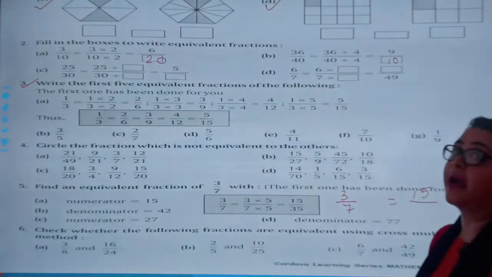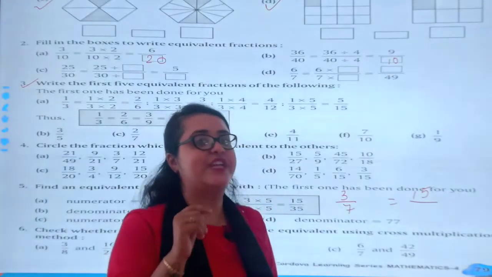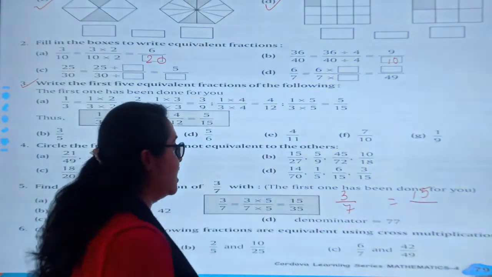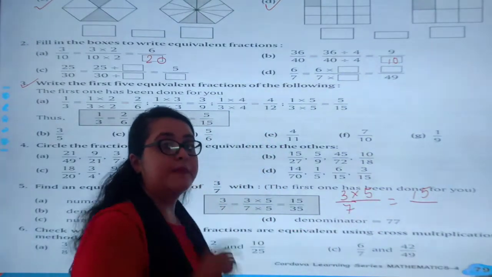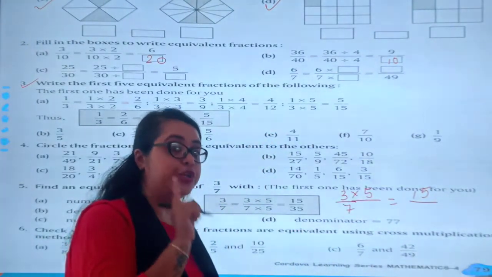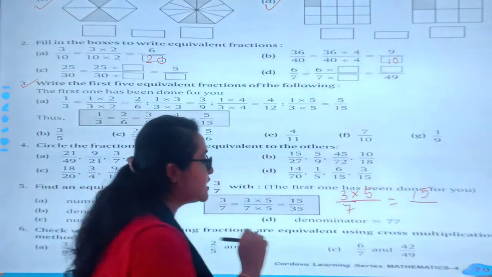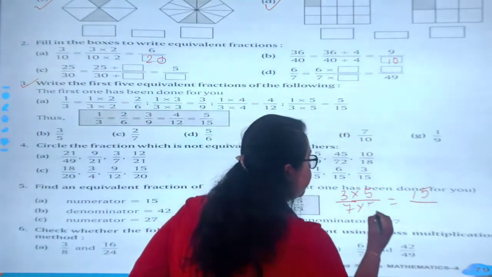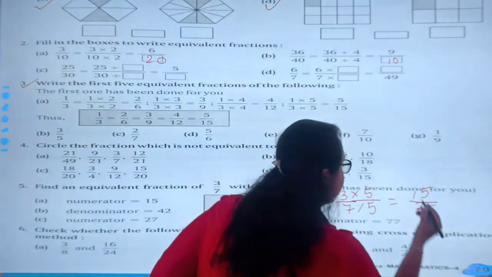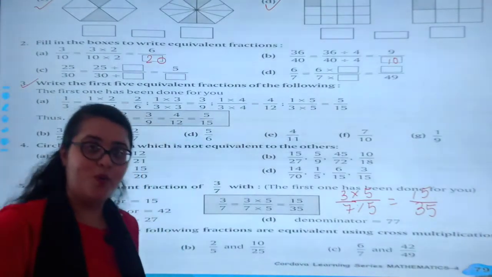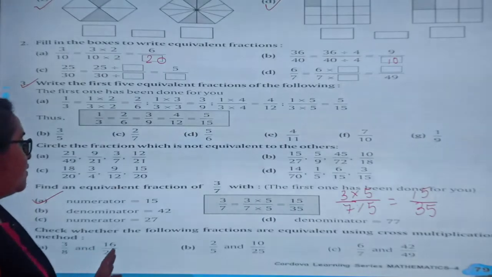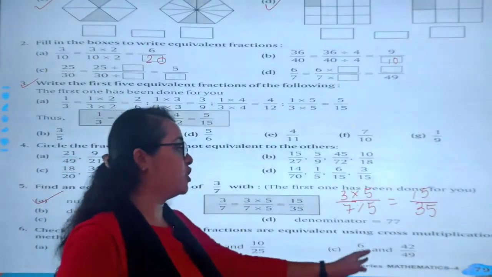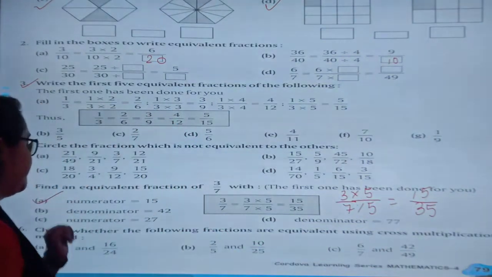मैं 3 में क्या मल्टीप्लाई करूंगी जिसका आंसर 15 आएगा? Yes, 3 5s are 15. And you know the multiplication will be same for the numerator as well as denominator. So नीचे भी आ जाएगा 5. 7 5s are 35. Okay students, so we have done the first one. Check whether the following fractions are equivalent using cross multiplication method.